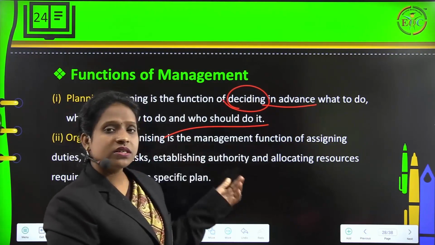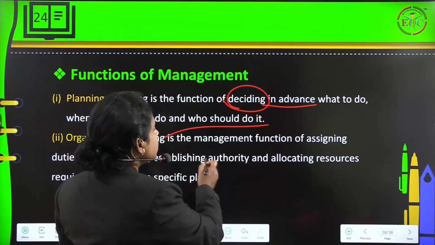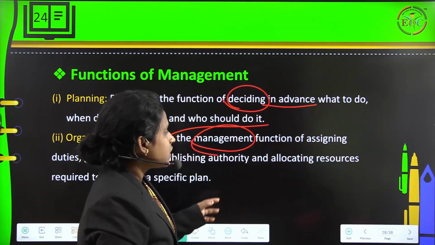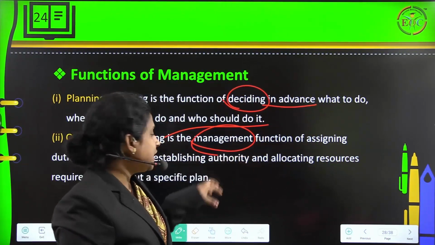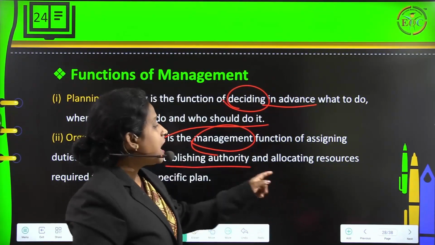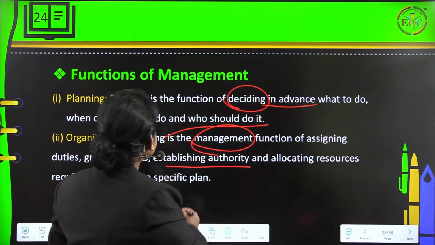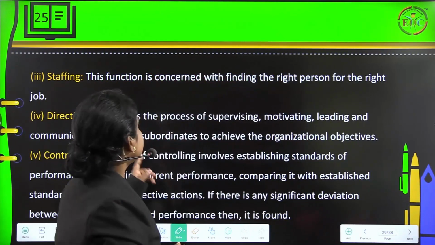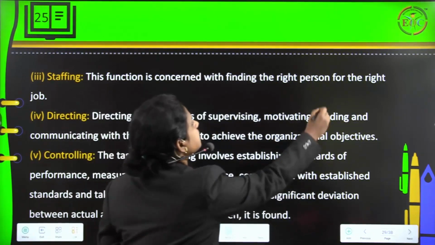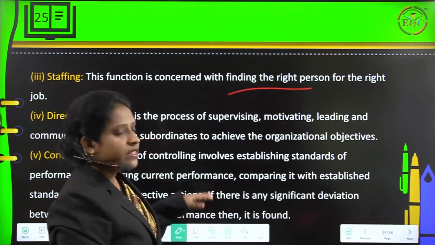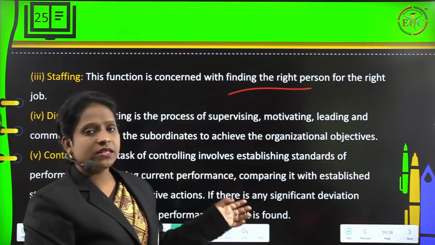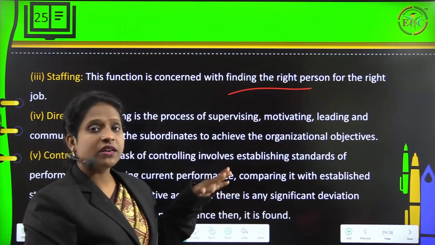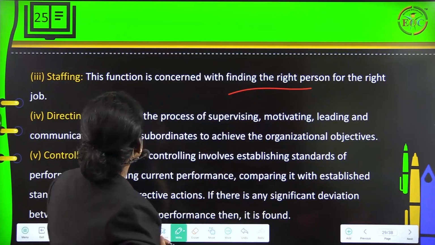Fine. And when we discuss organizing, organizing is the management function of assigning duties, grouping tasks, establishing authority, and allocating resources required to carry out a specific plan. Fine. Next, staffing. This function is concerned with finding the right person for the right job. Whenever there is a vacancy for a position, staffing is concerned with finding the right person for the right position at the right time. That is what we call staffing.